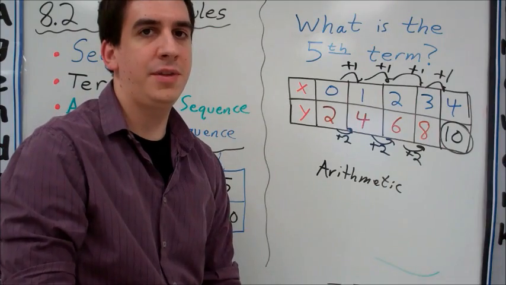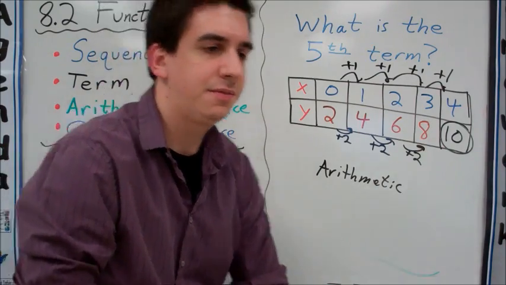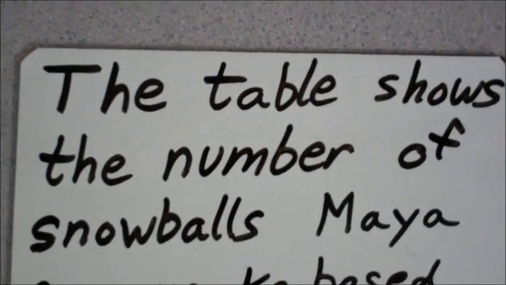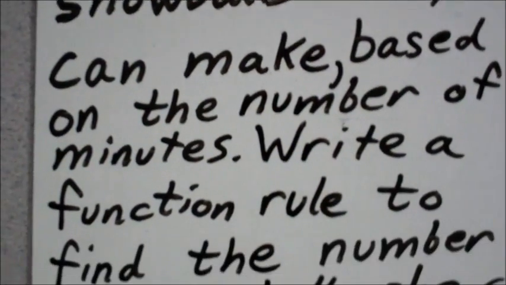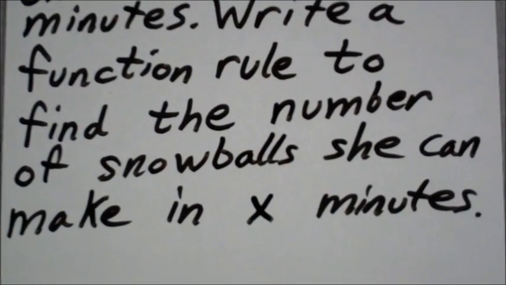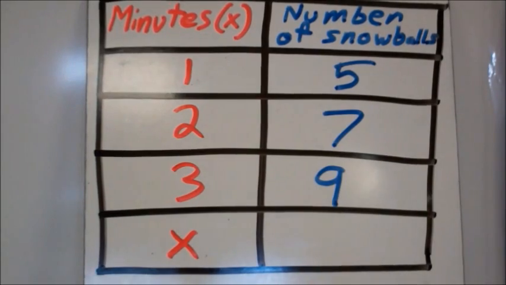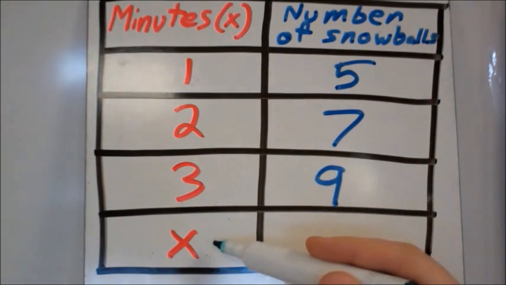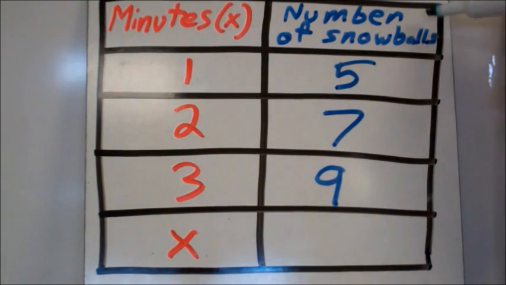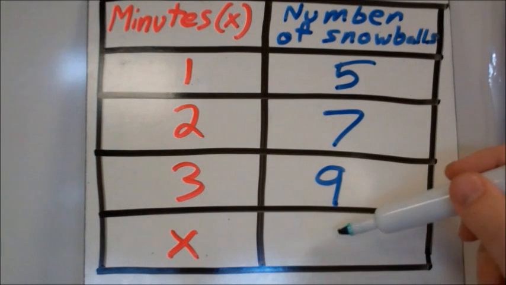Let's check out a word problem that deals with arithmetic sequences. The table shows the number of snowballs Maya can make based on the number of minutes. Write a function rule to find the number of snowballs she can make in x minutes. Here's our table. What this reads is our number of minutes, which is x: 1, 2, 3, and then our unknown, x, and the number of snowballs: 5, 7, 9, and the unknown.